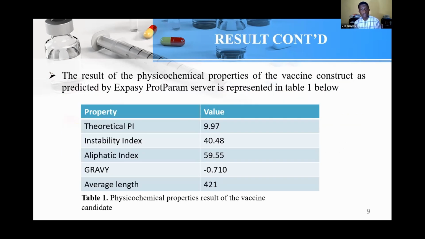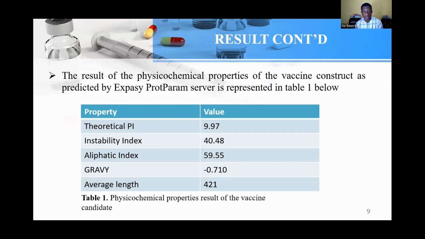Now, to the physicochemical properties of the vaccine, the theoretical pI of the vaccine showed 9.91, which means that the vaccine will be slightly basic in nature. And the instability index is 40.48, although this is slightly above the threshold, because the instability index of any protein should be less than or equal to 40. But with these results, we can still see that the vaccine will be slightly unstable due to the index given.